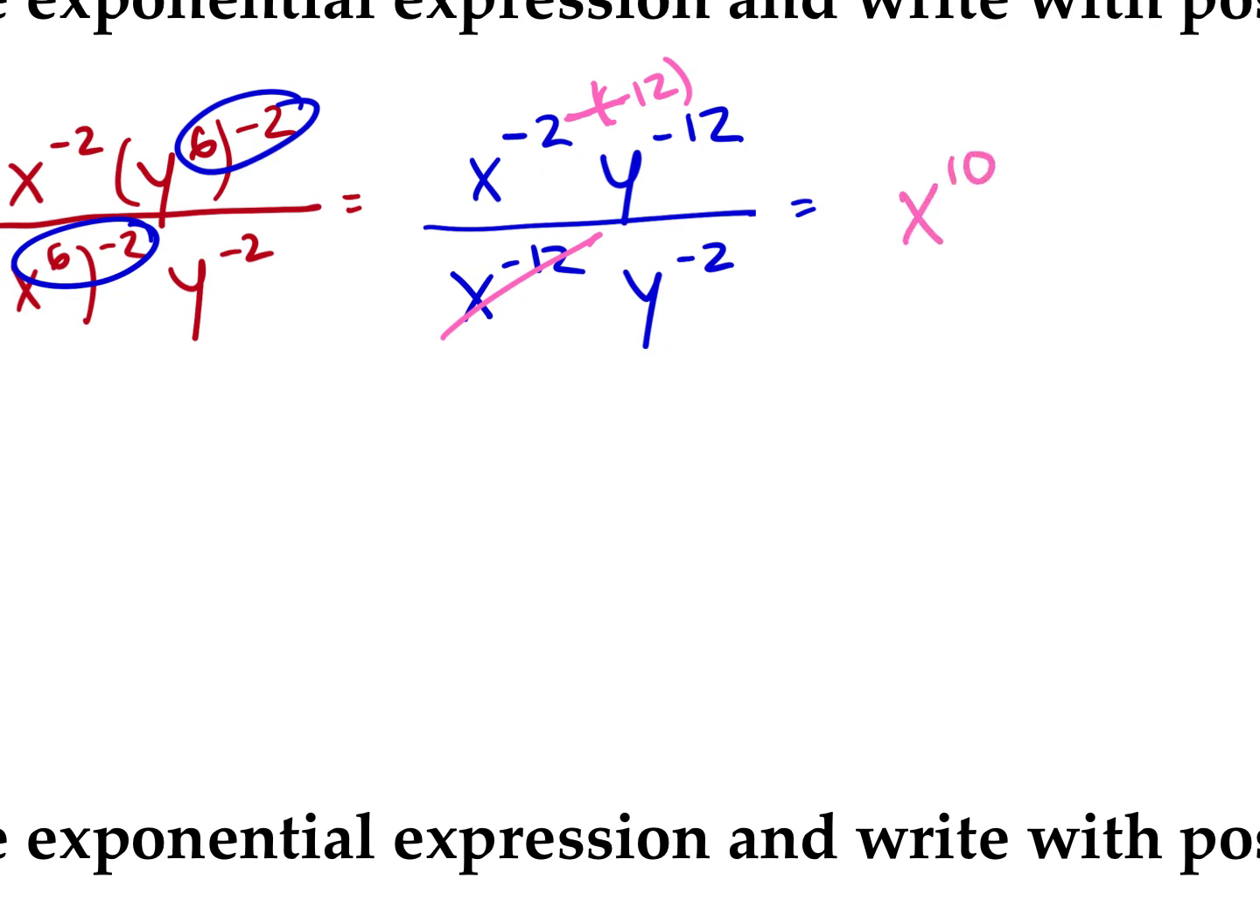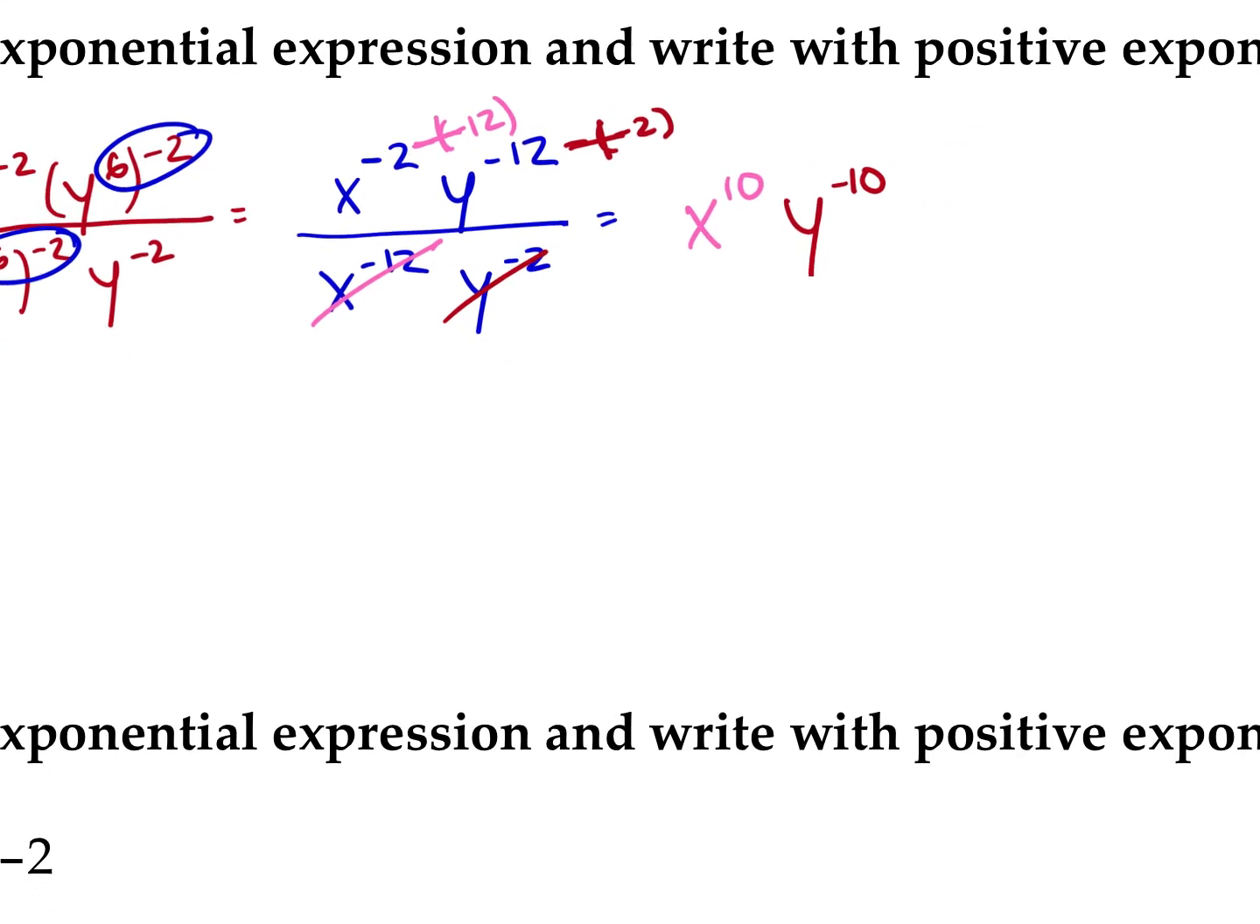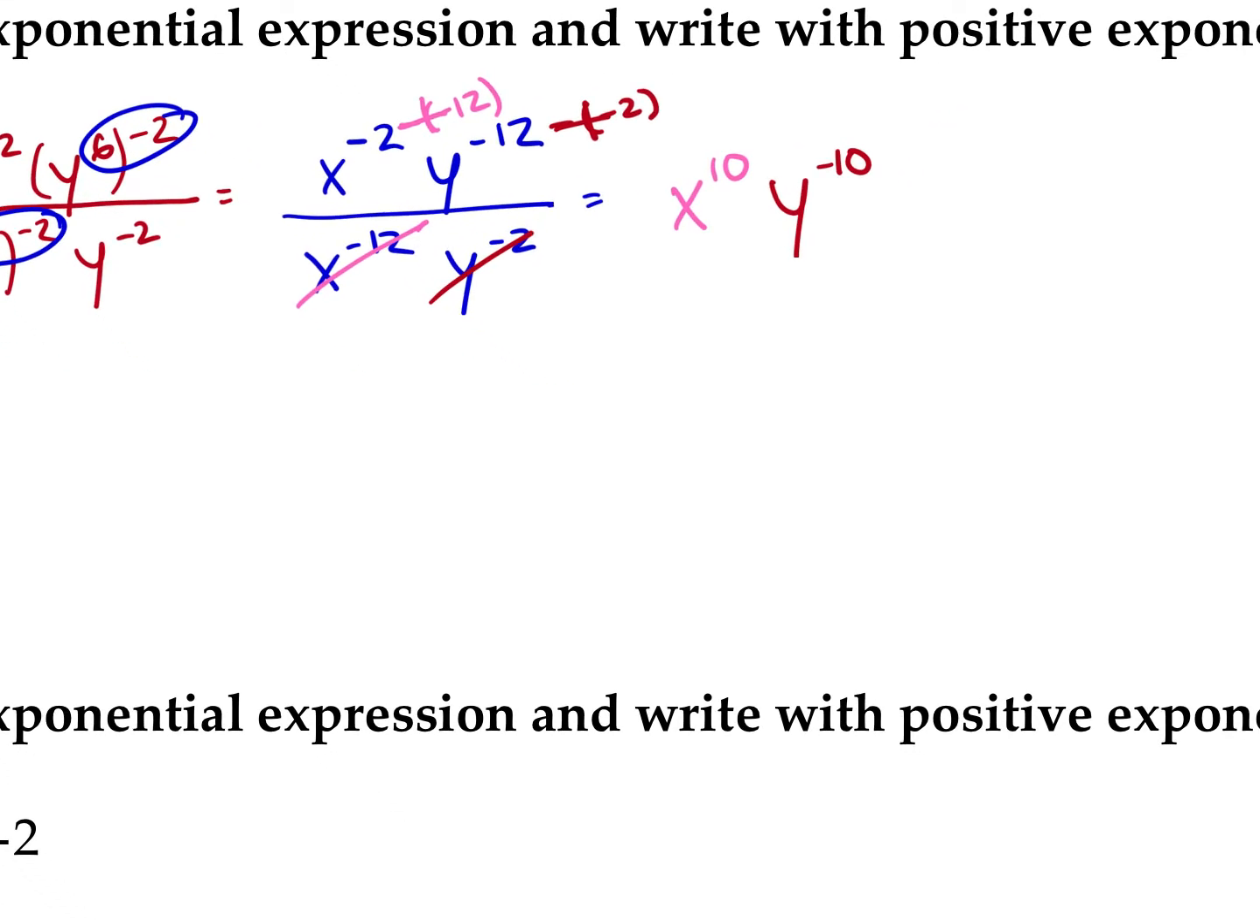And we do the same thing with the y's. So this would be -12 minus -2. So what's negative 12 plus 2? Positive 10 or negative 10? Negative 10. So it'd be y to the power of negative 10. But we don't like negative exponents in our answer, so what do I have to do? Bring the y to the bottom. So x to the 10th power over y to the 10th power.